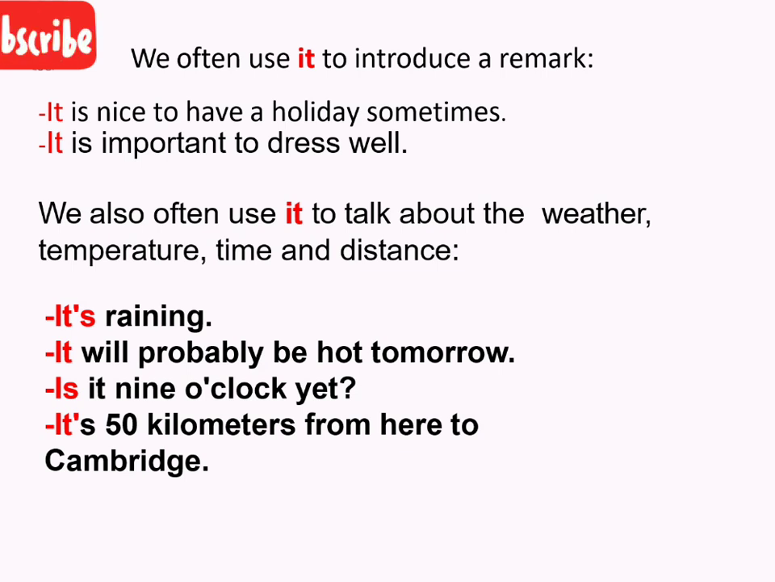We also often use "it" to talk about the weather, temperature, time, and distance. "It is raining." So, I am telling you about the weather, that it is raining outside. So, I have used the pronoun "it". "It will probably be hot tomorrow." Again, I am telling you about the weather. So, I have used the pronoun "it". "Is it 5 o'clock yet?" I am talking about the time. I have used the pronoun "it". "It's 50 kilometers from here to Cambridge." Now I am talking about the distance.